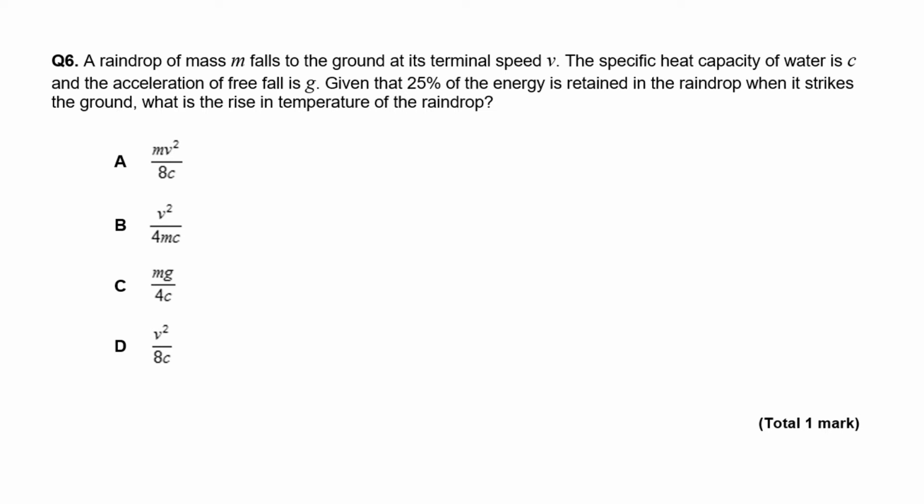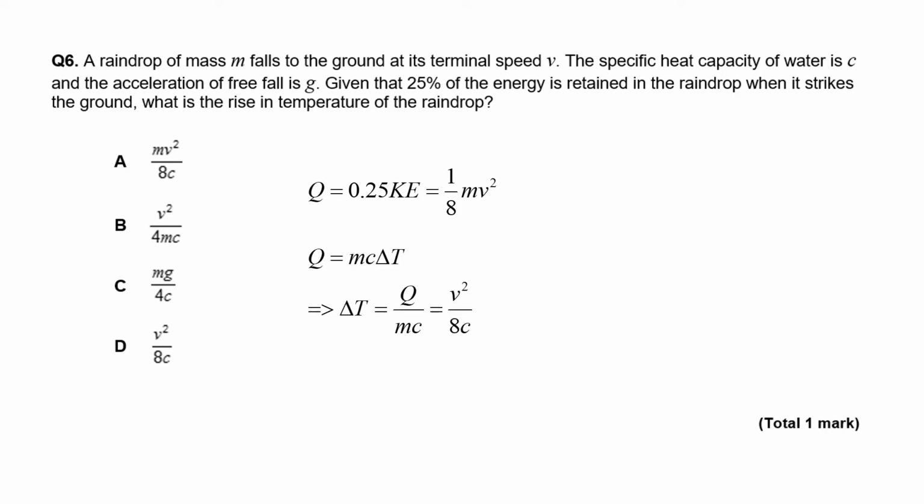So if the energy is retained inside the water droplet, that's going to be in the form of internal energy, which is raised temperature. And so the first thing I'm going to do is, we know that the thermal energy we're going to use to increase the temperature of our raindrop is a quarter of the kinetic energy. And so that's going to be half mv squared divided by 4, so 1/8 mv squared. We also know Q equals mc delta T, so delta T is Q over mc. Substitute in 1/8 mv squared for Q, and we end up with v squared over 8c, which is option D.